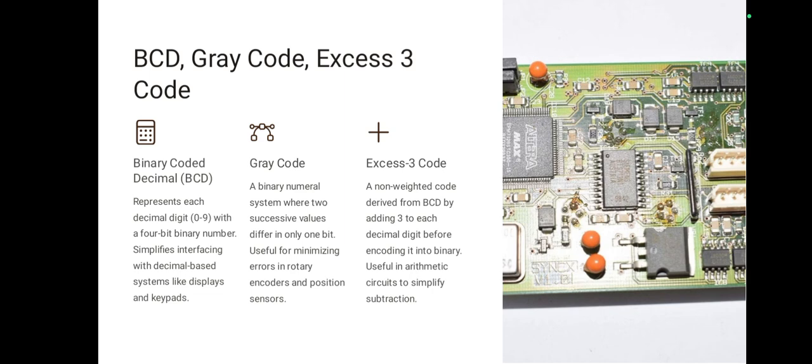Gray code is a type of binary code where two successive values differ by only 1 bit. Useful in minimizing errors in rotary encoders and position sensors. It's a self-complementing code, or a reflective code. XS3 code is a type of code which is obtained from BCD by adding 3 to each decimal digit before encoding it to binary. Useful in arithmetic circuits to simplify subtraction.